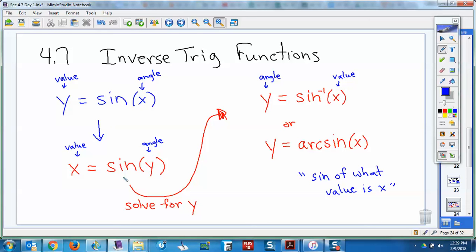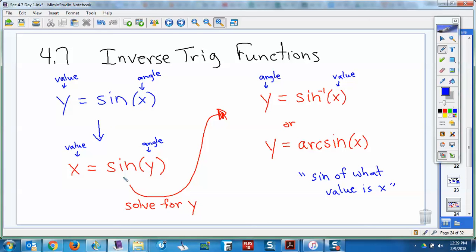Well, how do we solve for y? How do we get rid of the sine? We undo it by doing inverse sine. So we get the y by itself by doing inverse sine to both sides. And then I flipped it around so the y was on the left. So y is by itself, and over here we have inverse sine of x. Now remember, x was the value, the -1 to 1 thing, and the y is the angle. So over here, y is the angle, x is the value.